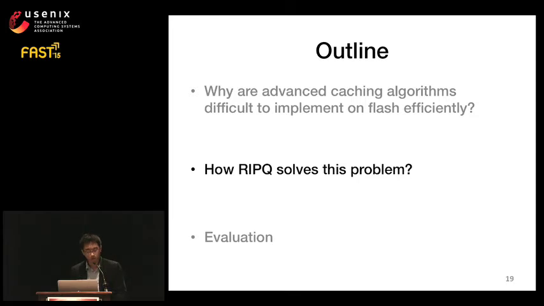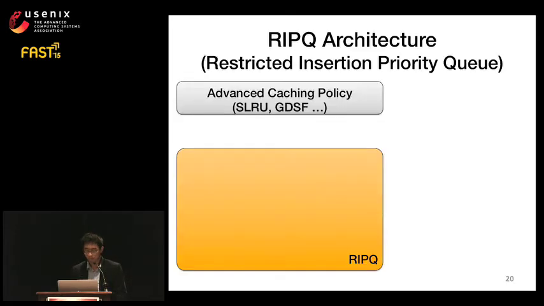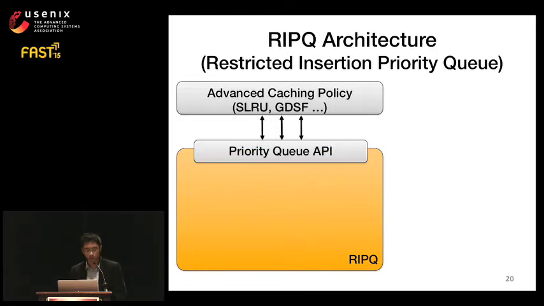Now, how does RIPQ solve this problem? This is the architecture of RIPQ. Say the cache designer wants to implement some advanced caching policy. It can be segmented LRU, greedy dual size frequency, or even manually specified algorithms. RIPQ will provide a priority queue interface, and with this interface it is good to implement almost all advanced caching policies. I will explain it in the next few slides.